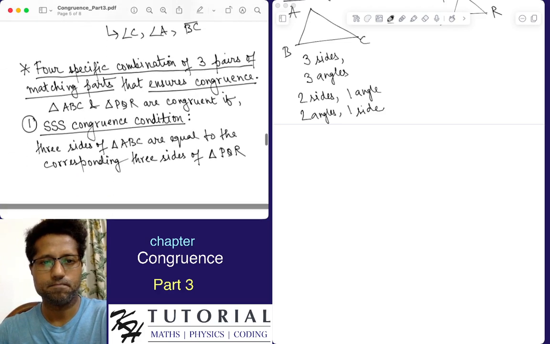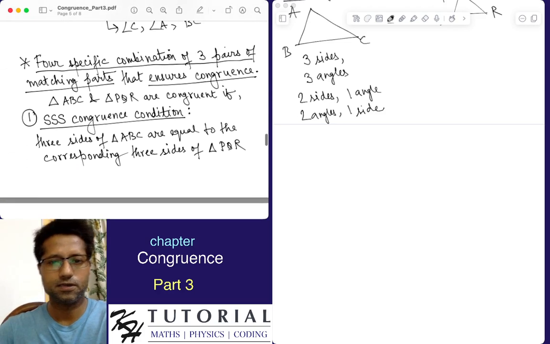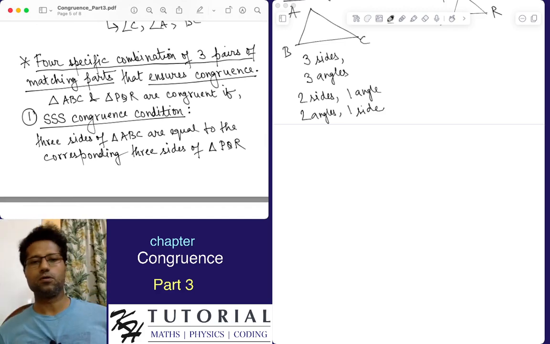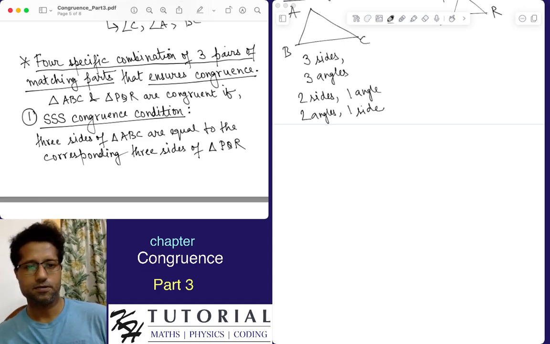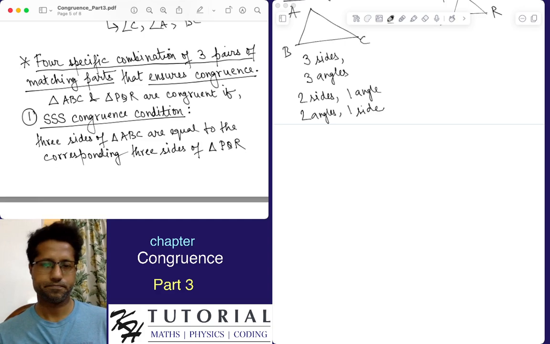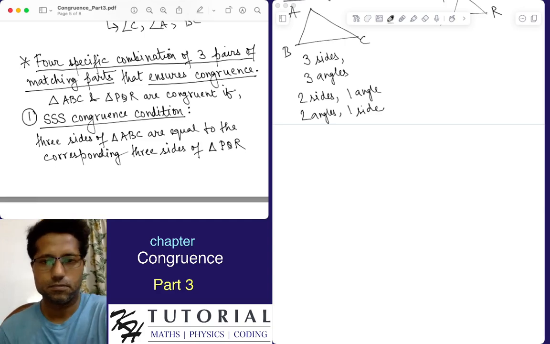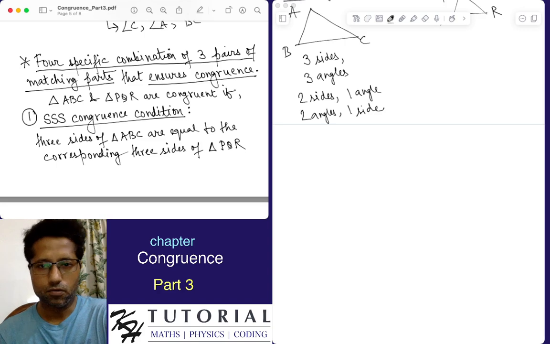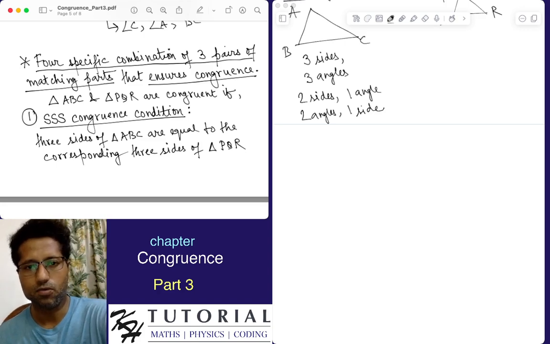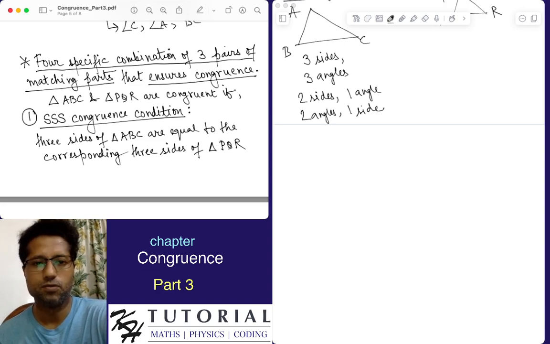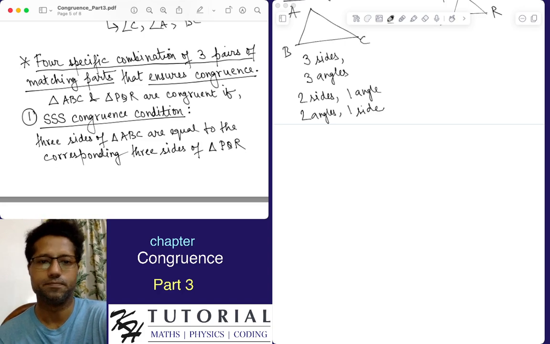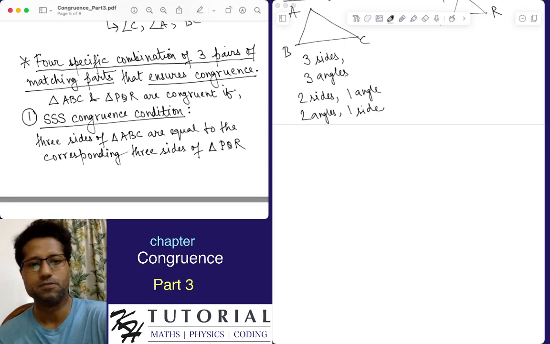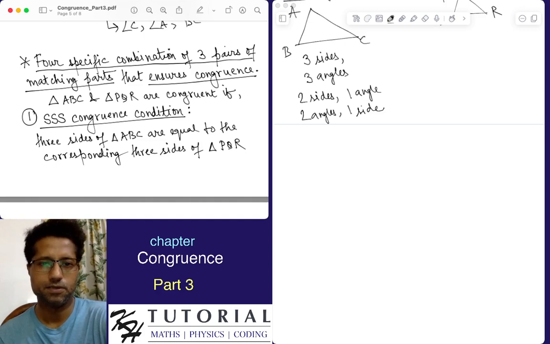So let's understand what is, and we will discuss this related to the triangles which we have named triangles ABC and PQR. So what does SSS congruence condition say? It says that, as per the SSS congruence condition, the triangle ABC and triangle PQR will be congruent if 3 sides of the triangle ABC are equal to the corresponding 3 sides of triangle PQR. There has to be some correspondence between the two triangles, based on which the congruency will be verified or established.